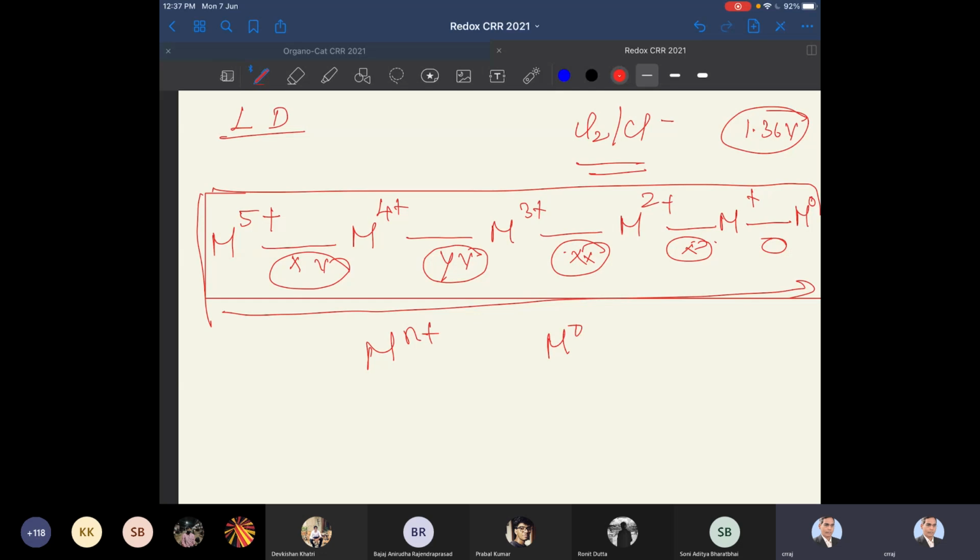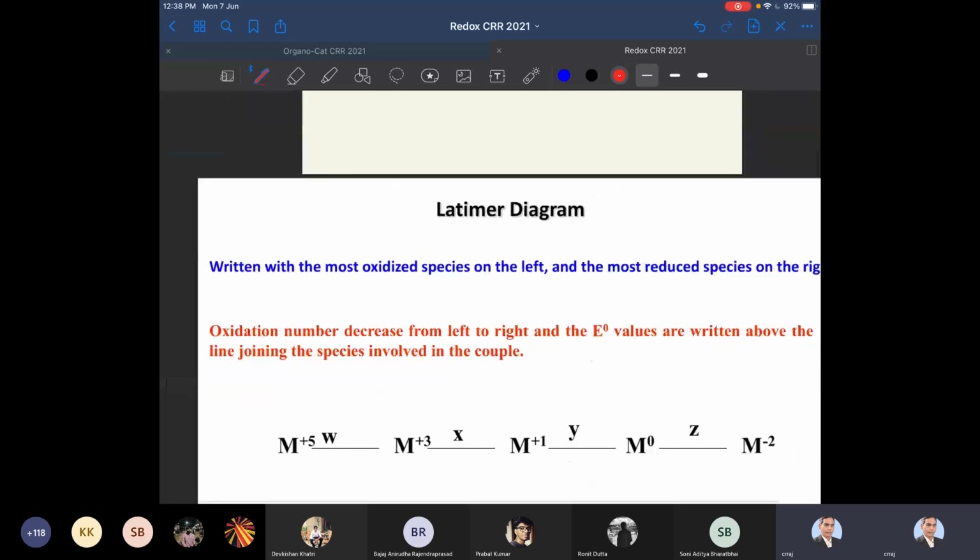I hope you are getting this. It is nothing but all the possible oxidation states of a particular element represented in a single diagram, with the reduction potential for all the species involved in the conversion of the species. I hope you got it. Let me go here. What we have here.